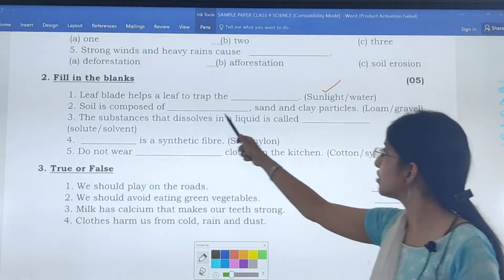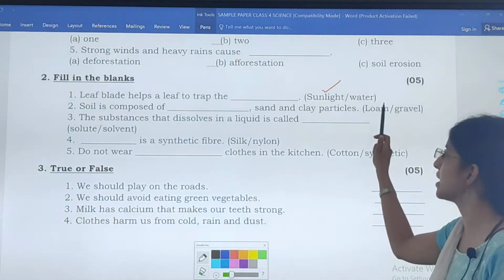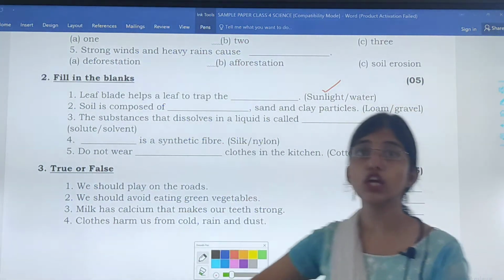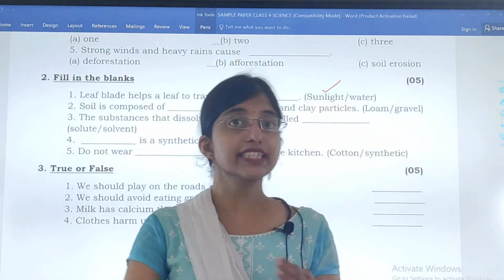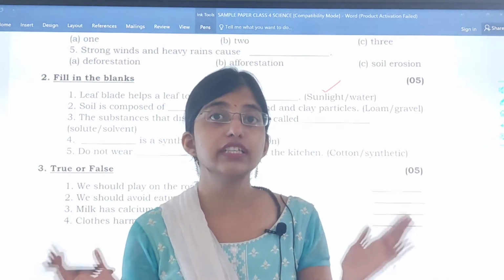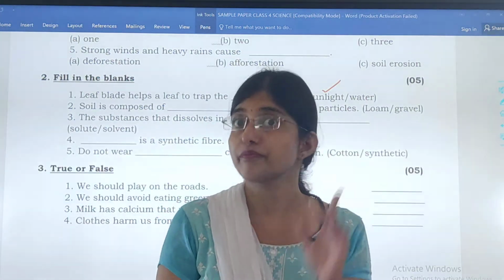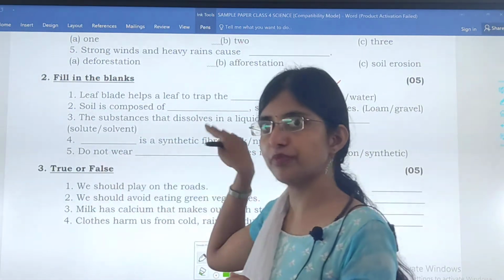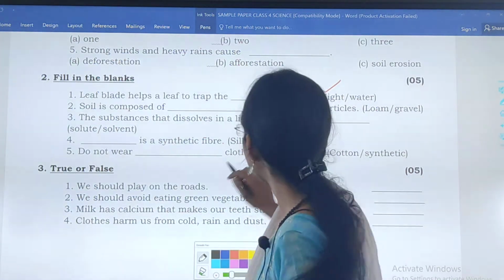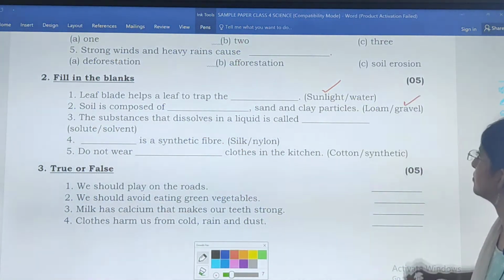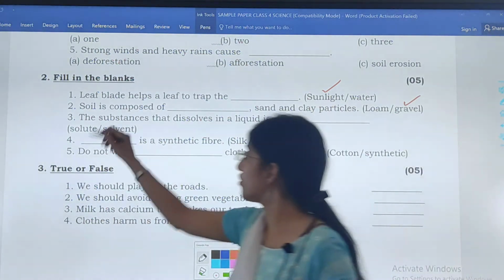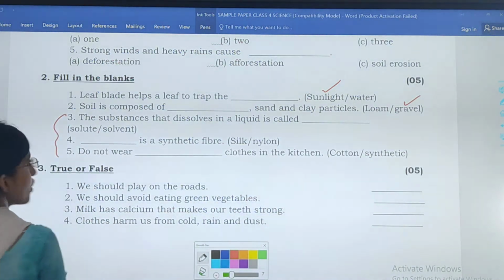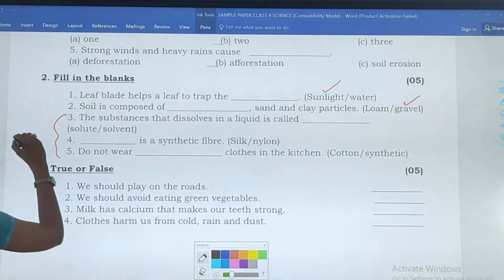Soil is composed of dash, sand and clay particles. Loam or gravel. Loamy soil is a type of soil and gravel is a constituent of soil. Yaad karo, we did that experiment. So our answer is gravel. 3, 4 and 5 is your homework.